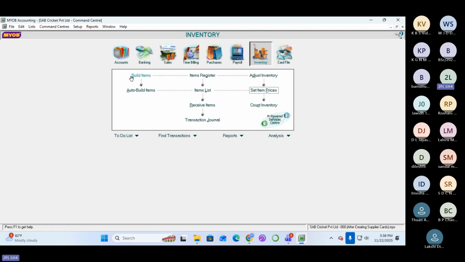There's something called build items. We are not going to learn that, but I am just showing it for understanding. This build item option is there when you are bundling up 2 products and creating a package before selling. Let's say you have 2 products, A and B. When you're buying both A and B, you are given a discounted price. So that is also a product.